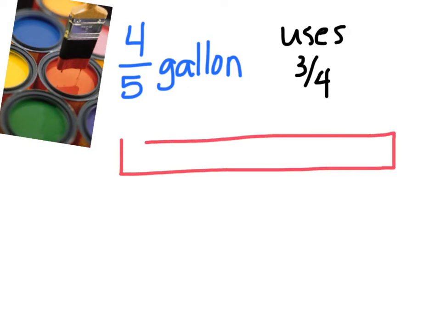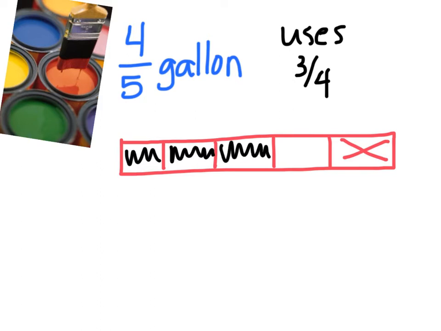We'll use one bar model to represent a full gallon of paint. Michelle has 4/5 of a gallon. So I'm going to cross out this last box because it doesn't actually exist in our problem. It's just there to help us visualize what the full gallon looks like. So Michelle has this 4/5 gallon of paint. She uses 3/4 of that gallon to paint the door. So she's going to paint the door with 1/4, 2/4, and 3/4 of the paint.